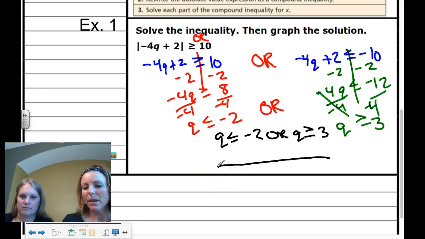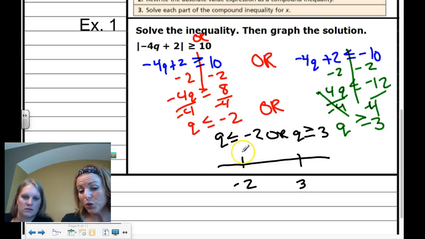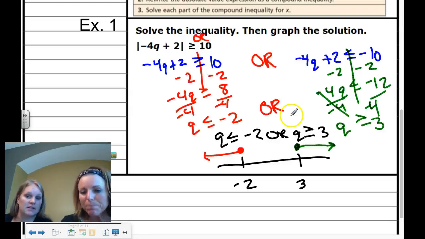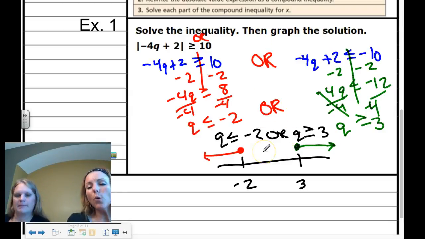Okay. We know -2 is on the left, and 3 is on the right. We know we're going to have a closed circle on the -2, and we're going to go to the left, so it's less than. And then we're going to have a closed circle on the 3, and we're going to go to the right. And we're done. And that makes sense because it's an or. Typically on ORs, and I'm saying typically, not always, they're going to go opposite directions.